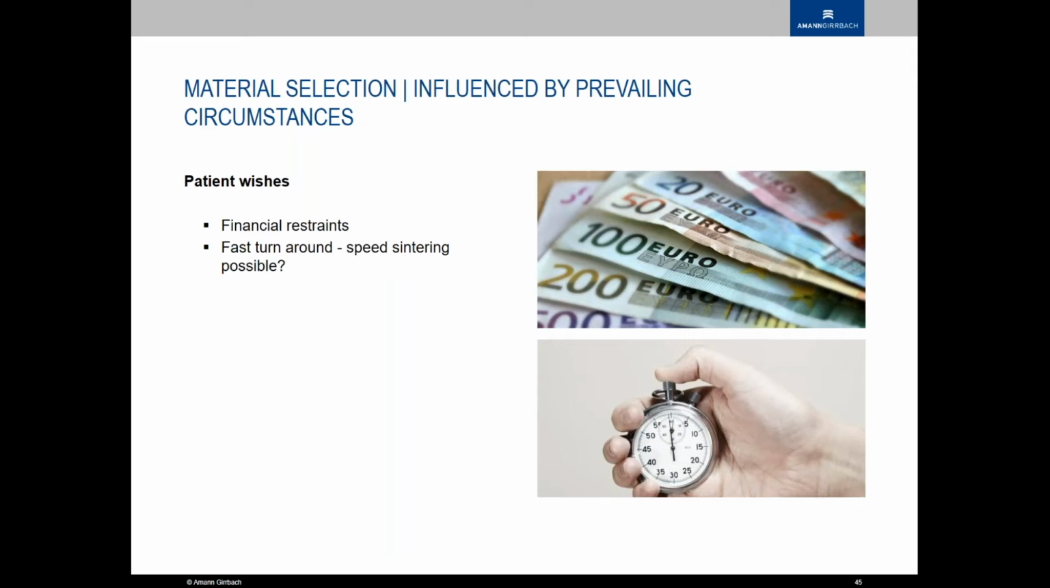Patient wishes, of course, it has to be cheap. It has to be the prettiest restoration for the least amount of money, always, and it has to be done yesterday, right? Because they have to go on a vacation. So we see a fast turnaround time, and that opens maybe the next question: if the material is capable of speed sintering. When I say speed sintering, I mean our 2-hour cycle, which, including the cool down, when it's cool to the touch, is approximately 2.5 hours.